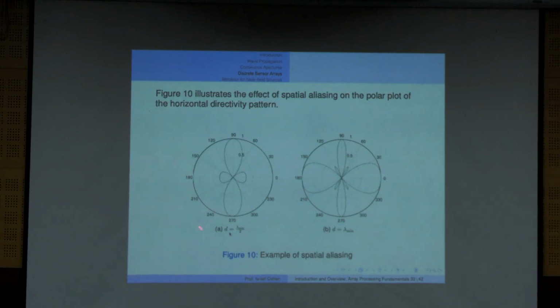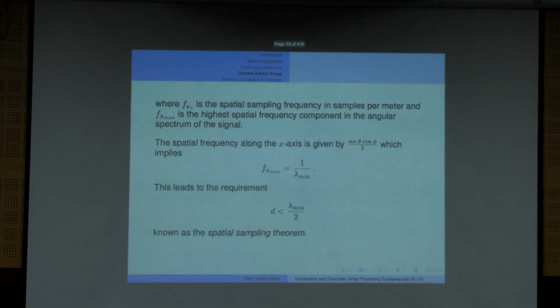That's why it is important to satisfy that d, the distance between sensors, will be small enough, so the sampling frequency along the continuous aperture is dense enough.